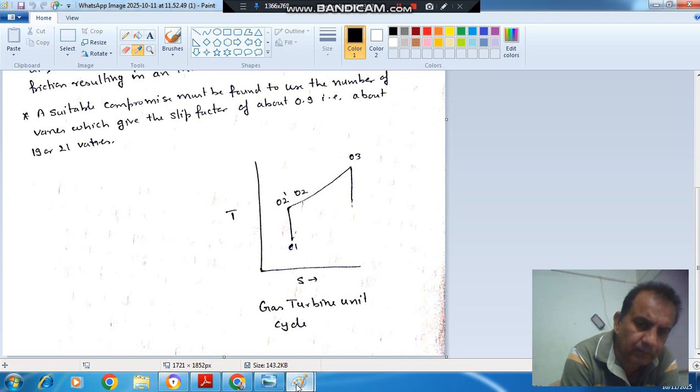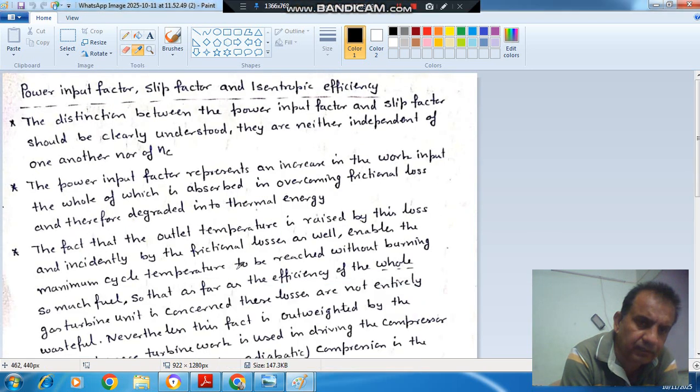I am just reading out this paragraph. The distinction between power input factor and slip factor should be clearly understood. They are neither independent of one another nor of isentropic efficiency, eta. The power input factor represents an increase in work input, the whole of which is absorbed in overcoming frictional losses and therefore converted into thermal energy.